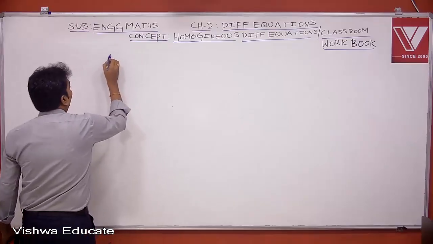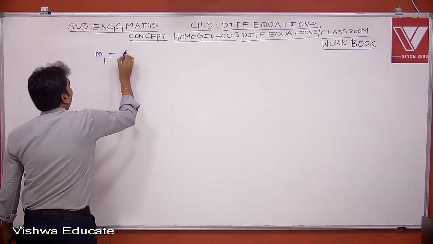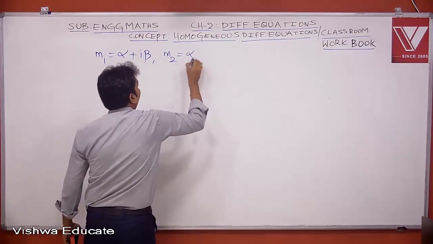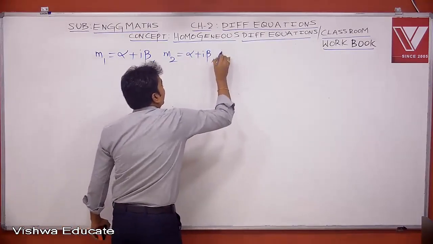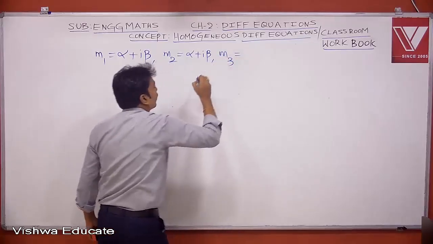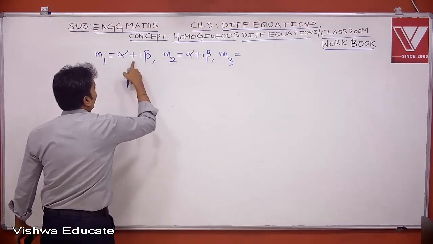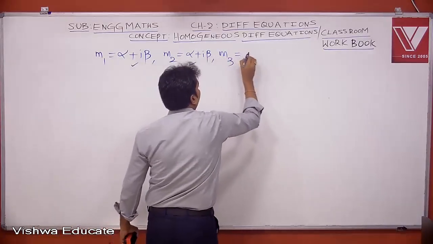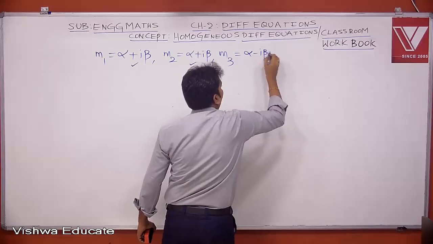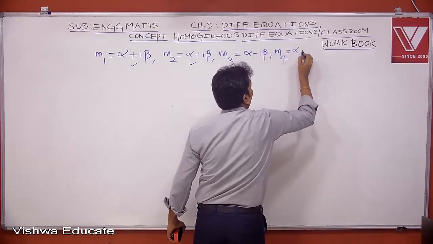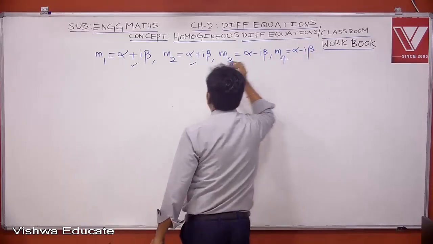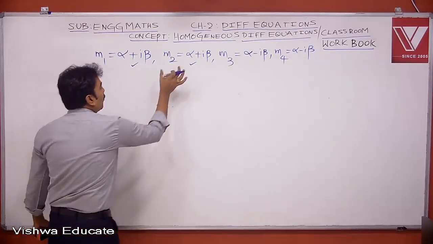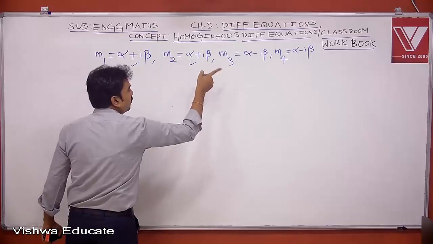Suppose we have complex roots like this: m1 equal to alpha plus i beta, m2 equal to alpha plus i beta. If m1, m2 are complex roots which are repeated, alpha plus i beta and again alpha plus i beta, then its complex conjugate also becomes a root of the auxiliary equation. So m3 equal to alpha minus i beta, then m4 also equal to alpha minus i beta. If two complex roots are repeated, then their conjugates repeat twice.